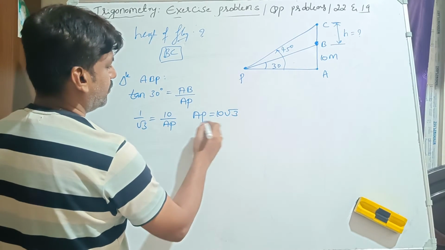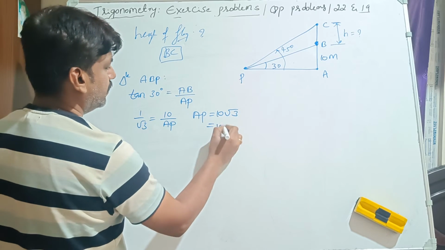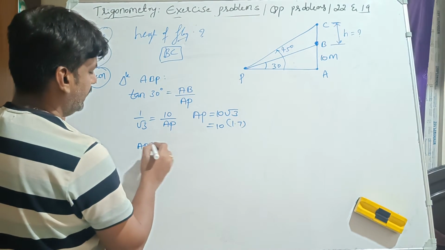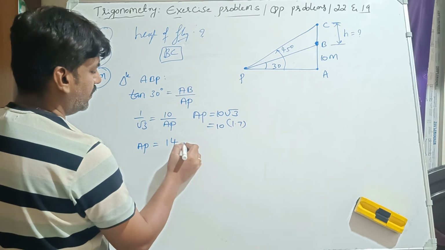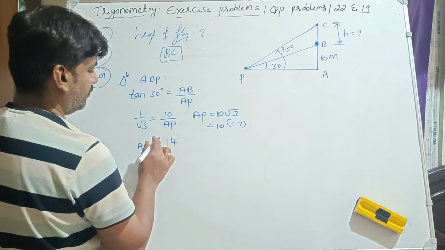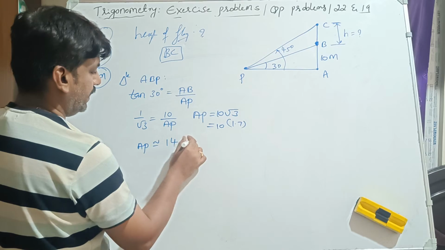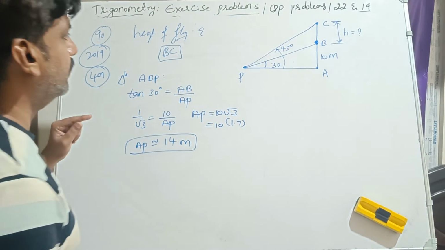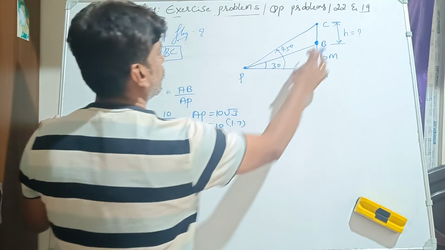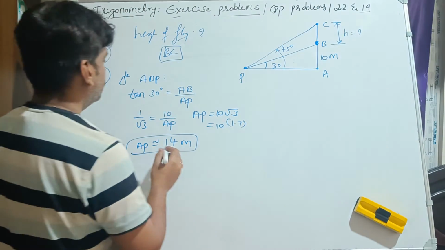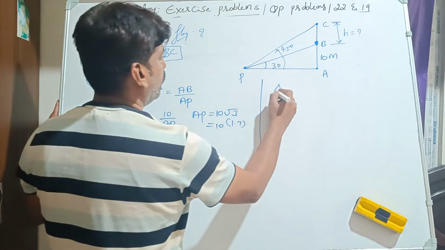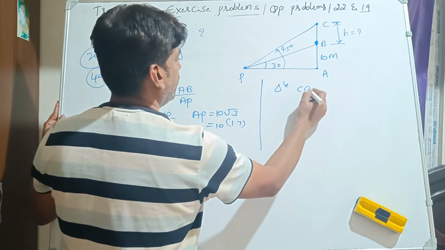So root 3 is approximately 1.7, right? If you do this approximately, you will get AP as approximately 14 meter, right? So we got AP, but what is our intention? We should find BC, right? Still we will use one more thing here. We'll take one more triangle, that is CAP.